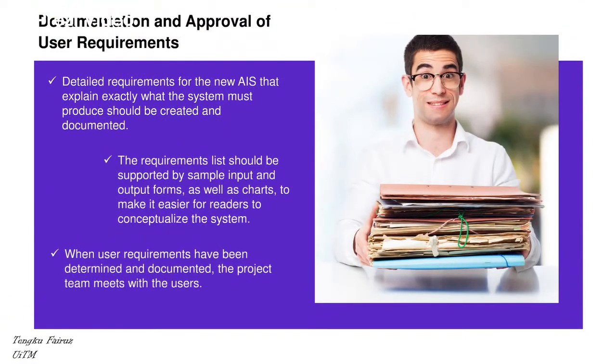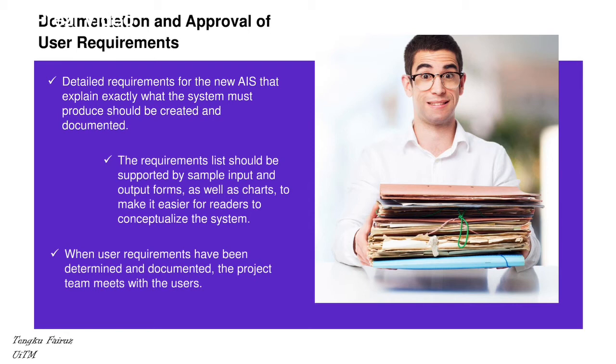Okay, and then they also need to document this user requirement and get approval. The detailed requirement will explain exactly what the system must produce, and should be created and documented. It should be supported by documents, such as sample input or output forms, or charts, and if they have the conceptual system explained by the user, that can also support this document.